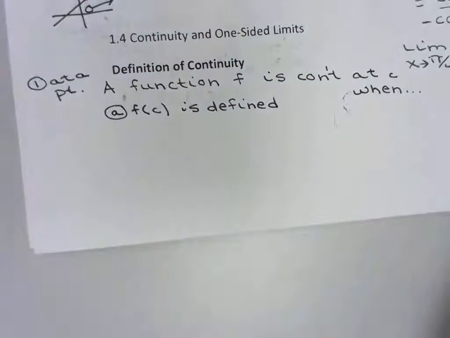Now let's think about what we know here. f of c is defined. So what does that mean? c is just a point, or just some x value. What does that mean when I say f of c is defined?